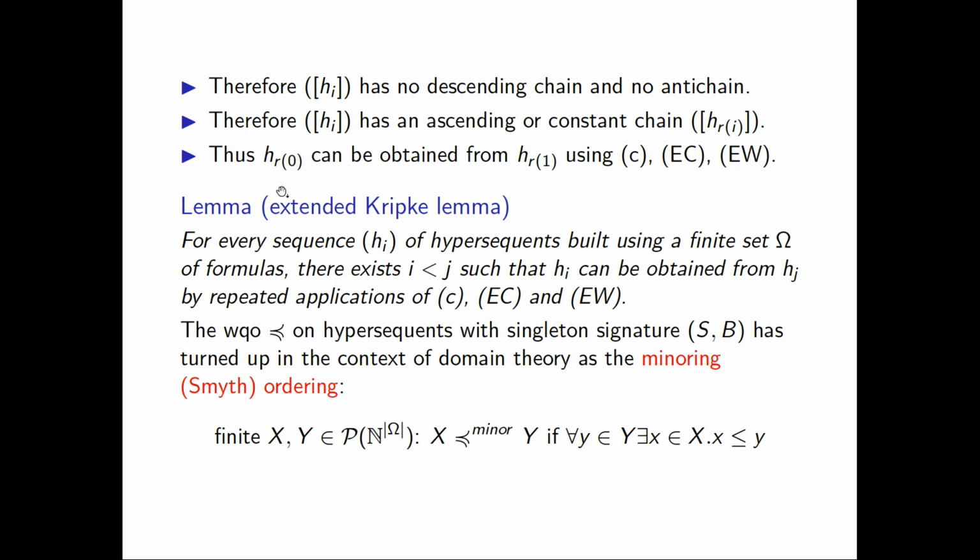As a side comment, it turns out that the WQO on hypersequents with singleton signature, or equivalently on elements of the power set, appears in the context of domain theory as the Egli-Milner or Smyth ordering. And if you look at the right hand side, it's suggestive of the structural rule operations of contraction and weakening that we've been using.